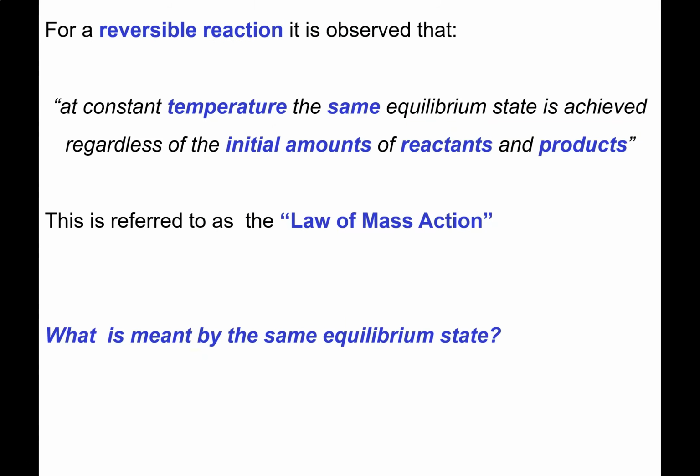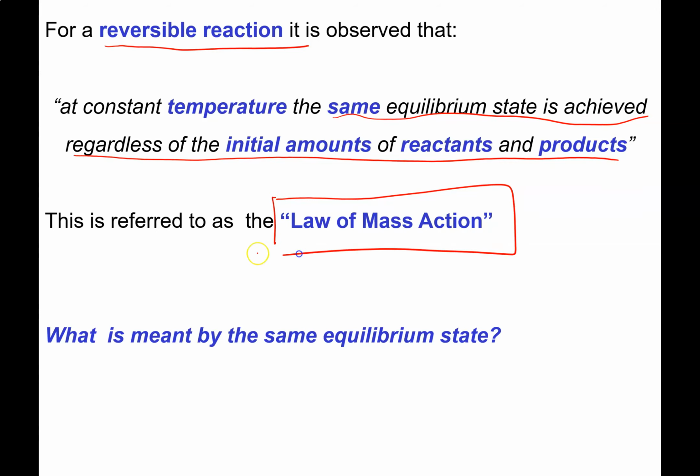Now, what is noticed for a reversible reaction is that at constant temperature, the same equilibrium state is achieved regardless of the initial amounts of reactants and products. This is referred to as, or known as, the law of mass action. What we need to focus in on is, what do we mean by the same equilibrium state? We really mean that it comes to balance at the same point.